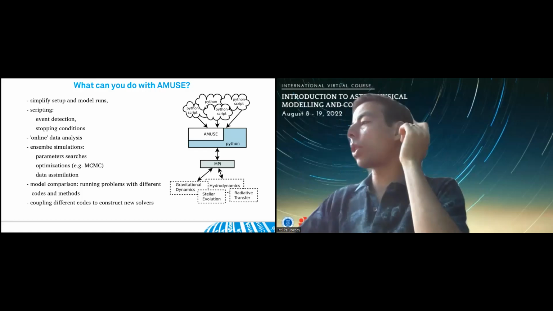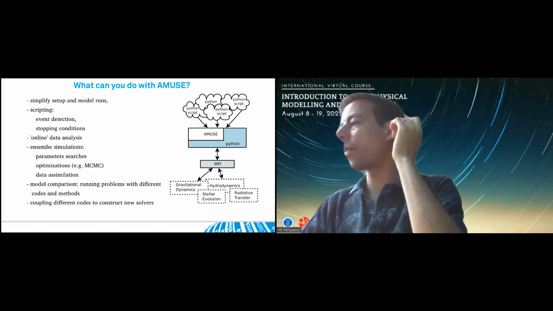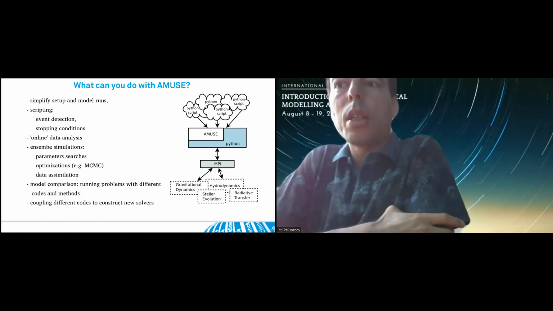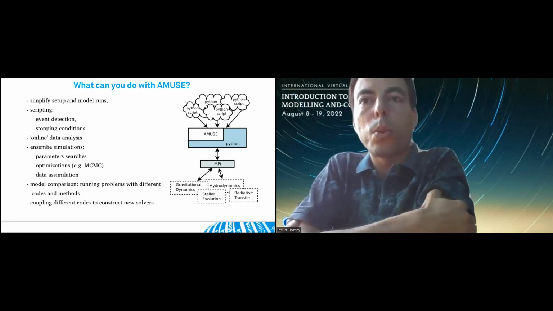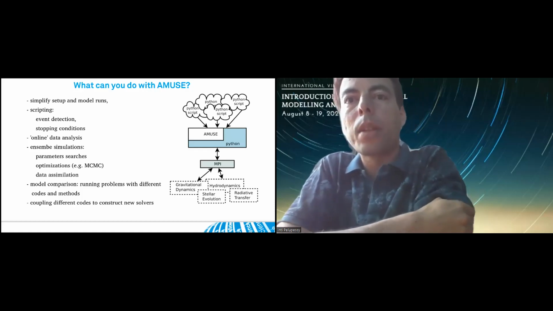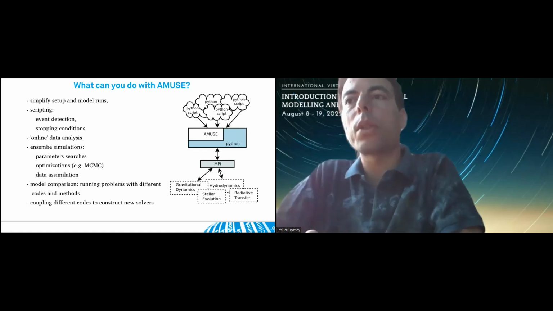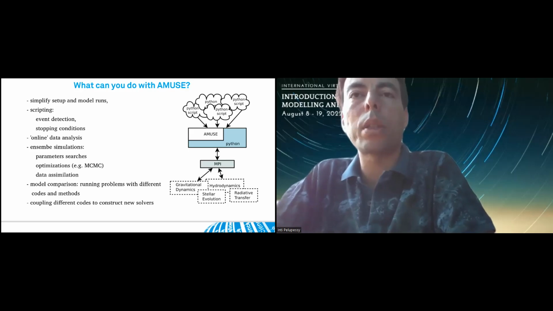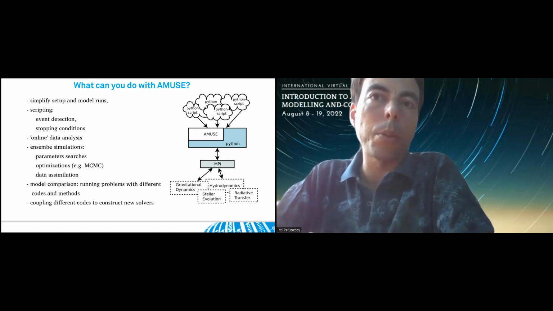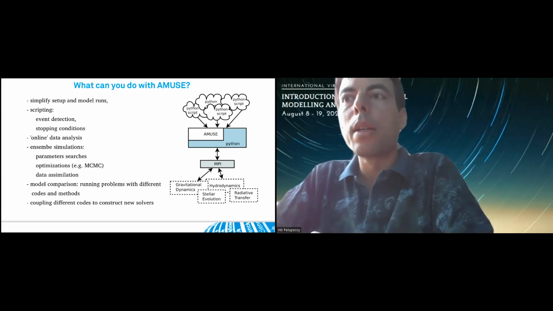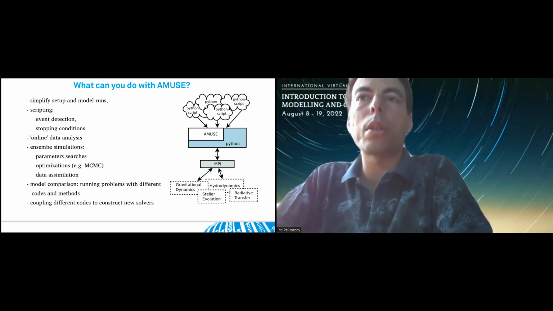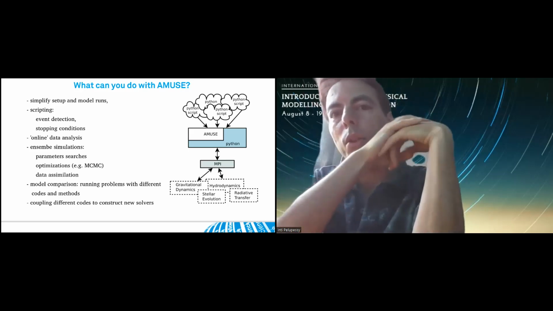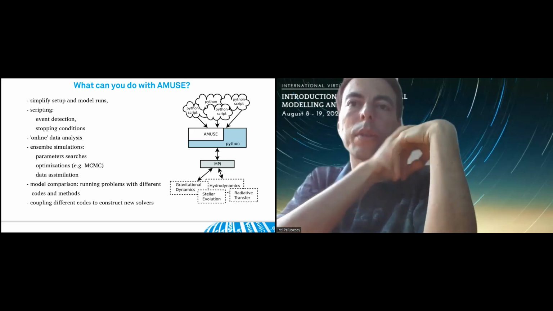Okay, so that was a sort of high intensity race through AMUSE, but let me slow down a little bit, because right now your brain is hurting with what AMUSE is and what you could or could not do. But let's step back and think about what does it do for you? Why would you use AMUSE and not a single code?